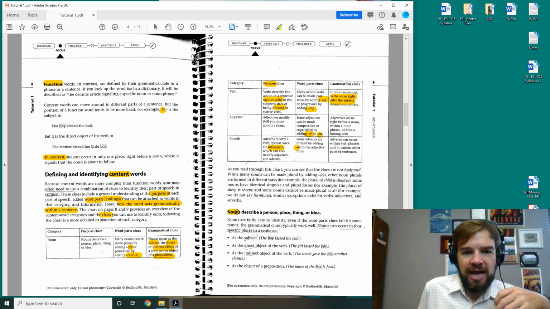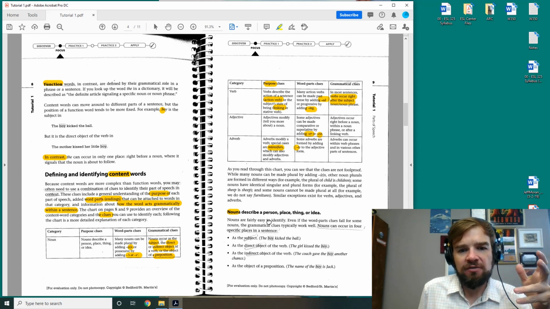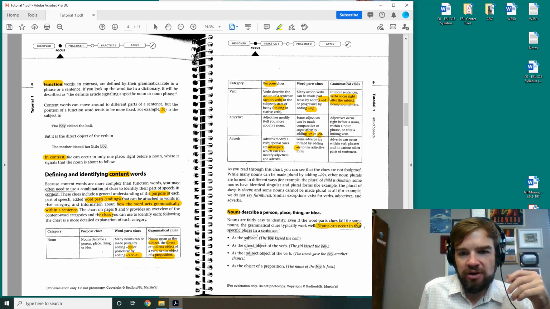So, nouns. Nouns describe a person, place, thing, or idea. Nouns are fairly easy to identify. Even if the word part clues fail for some nouns, the grammatical clues typically work well. Nouns can occur in 4 specific places in a sentence. So, nouns can be the subject. The boy kicked the ball. As the direct object of the verb, the girl kissed the boy.